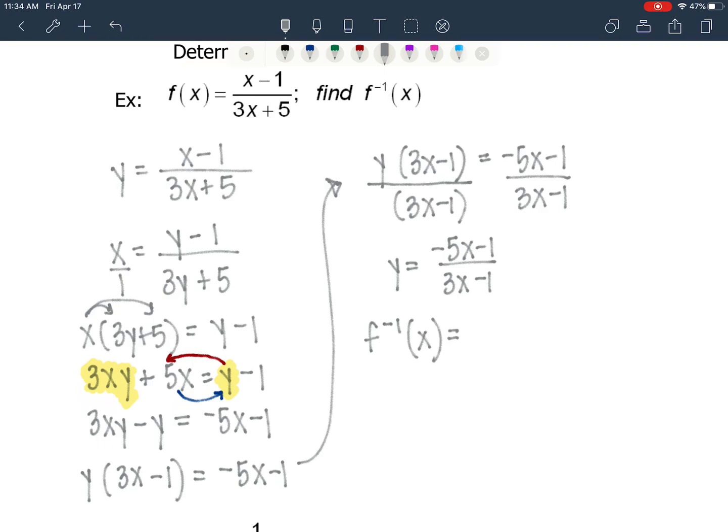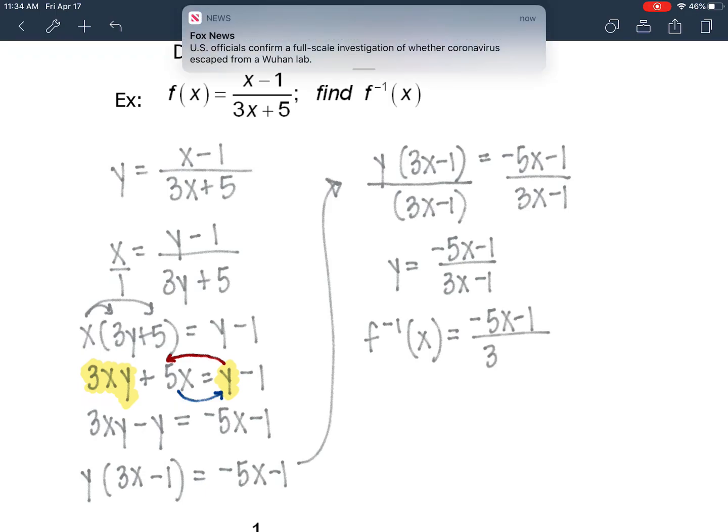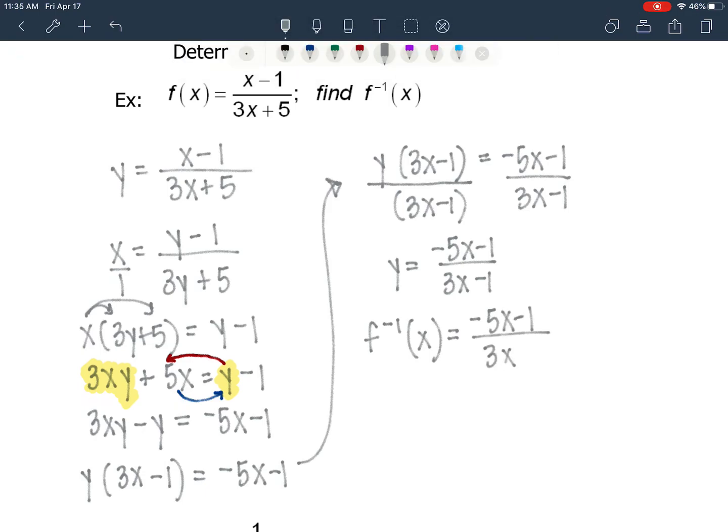We just need to change the y back to function notation, and since we've now determined the inverse, we're going to label it not f of x, because f of x is (x minus 1) over (3x plus 5). This is f inverse of x, which is (negative 5x minus 1) over (3x minus 1).